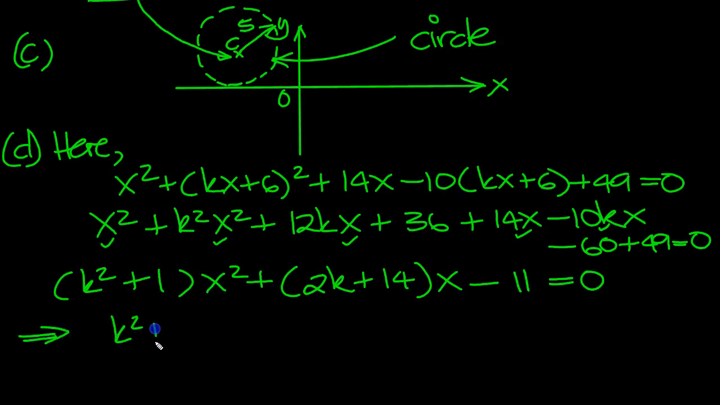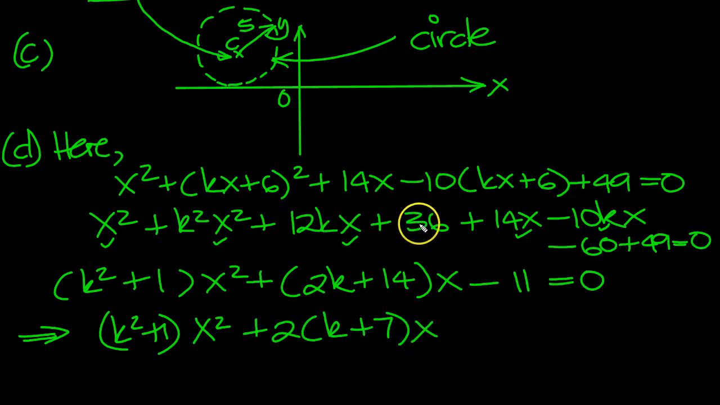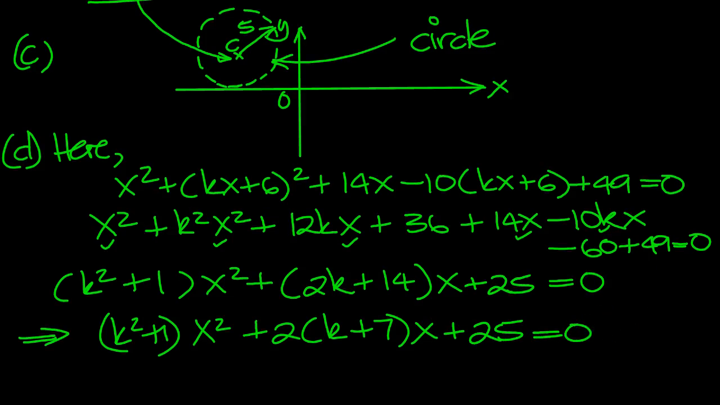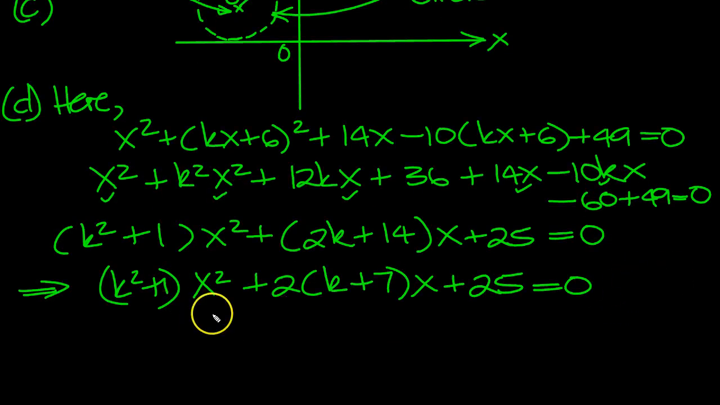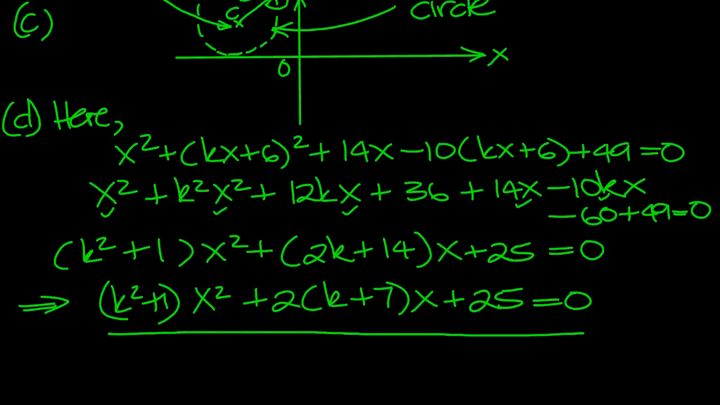So we get k squared plus 1, lots of x squareds, plus 2k plus 7 x's. Now we forgot to add on the 36 here. 36 take 11 is 25. So a little error there. Let's just correct it now. Fortunately we had to show that, so we didn't need to double check and find our error in another way. So there's our equation then for part D. Let's just double check that again.